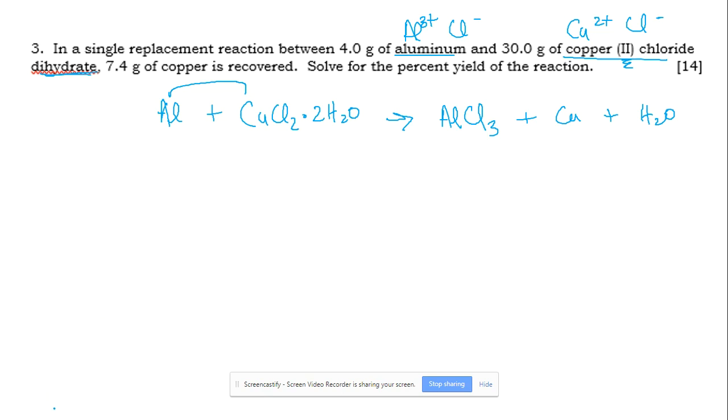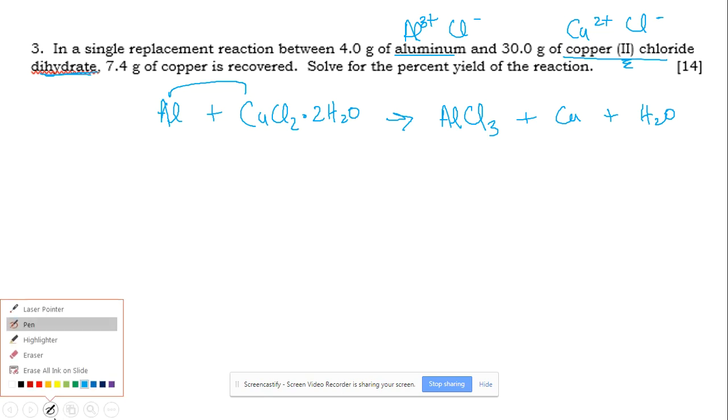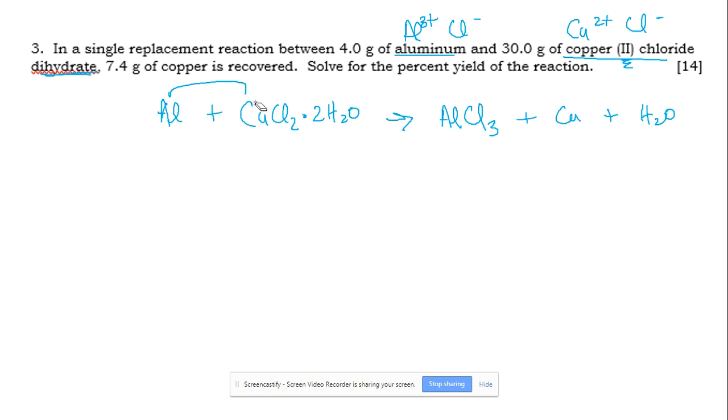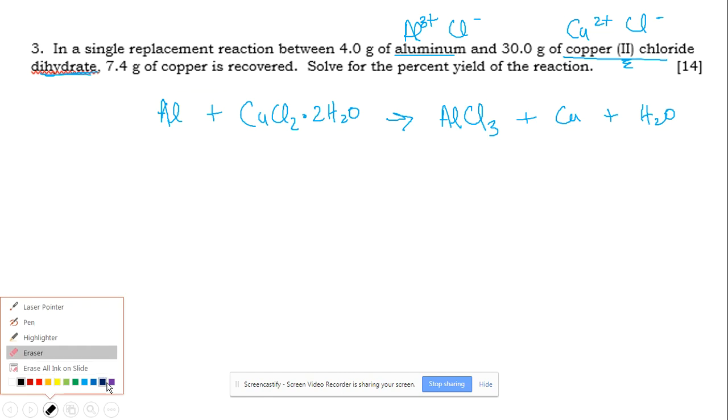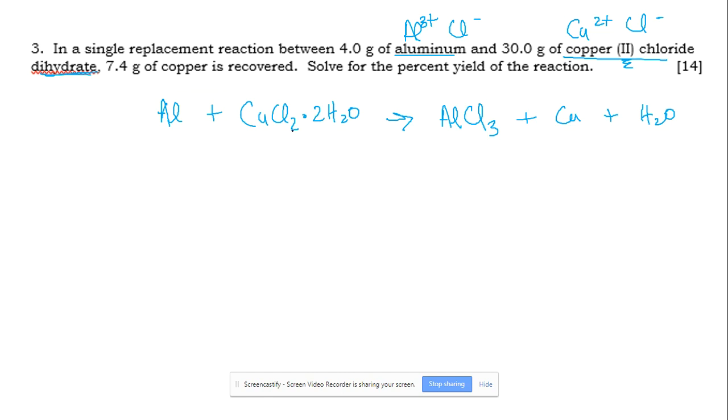So let's go ahead and balance our equation. Erase that funky mark real quick. And so balancing, I have 2 chlorines and 3 chlorines. My least common multiple is going to be 6. So I'm going to do 3 and 2. So now I have 6 and 6. If I have 3 coppers, I need 3 coppers. If I have 2 aluminums, I need 2 aluminums. I have 3 times 2 is 6 waters. Balanced equation is done. Next up, we're going to go ahead and look at our 2 reactants.